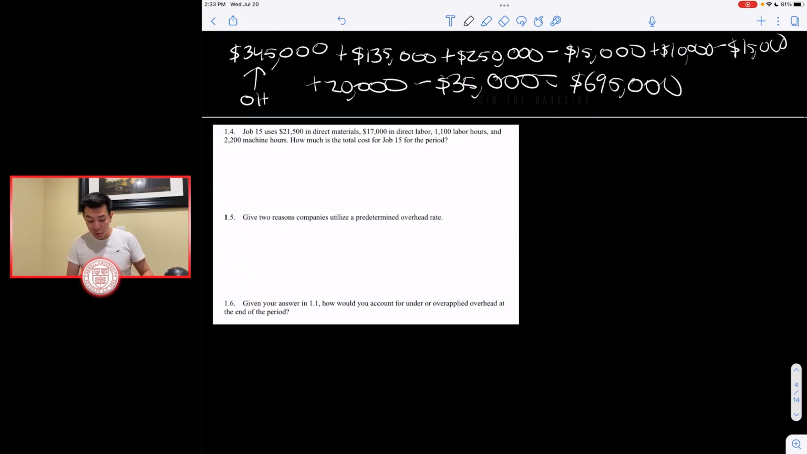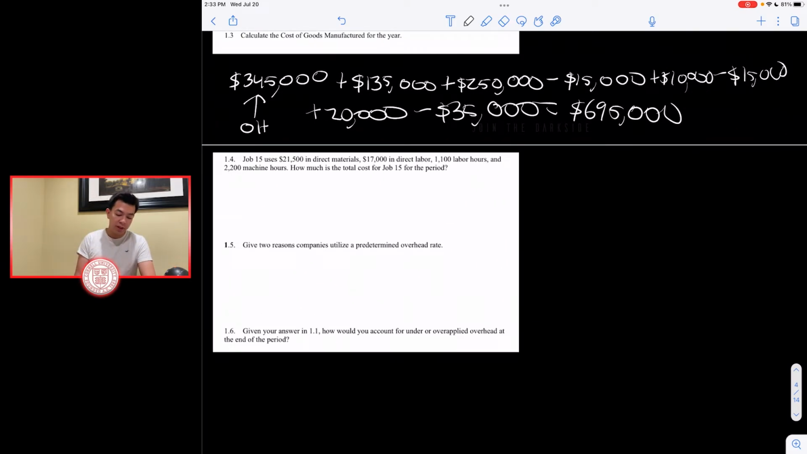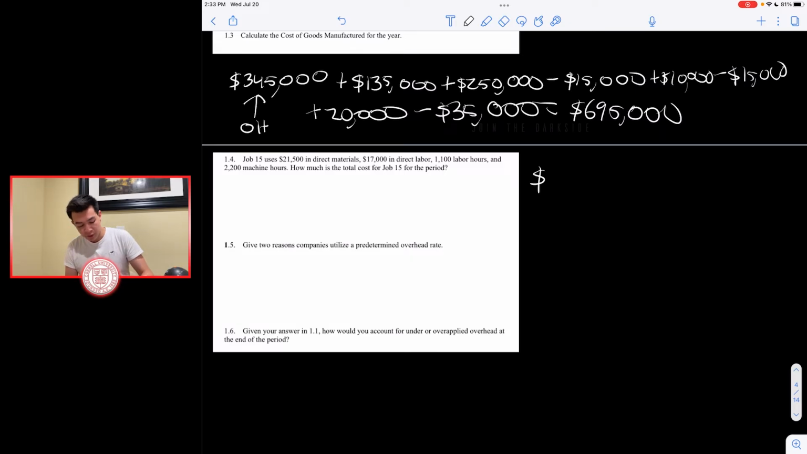Okay? And now there's more of the question. It says job 15 uses $21,500 in direct materials, $17,000 in direct labor, 1,100 labor hours, and 2,200 machine hours. How much is the total cost for job 15 for the period? In order to find these costs, we're going to have to add that labor cost, the material cost, and the overhead cost to find the total cost for this job. Direct materials, they already gave it to us, 21,500, pretty easy stuff. We're going to add 17,000 for direct labor. And to find the overhead, we're going to do 2,200 times 15.